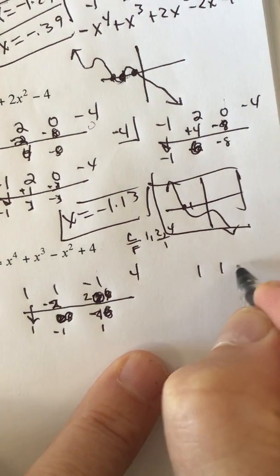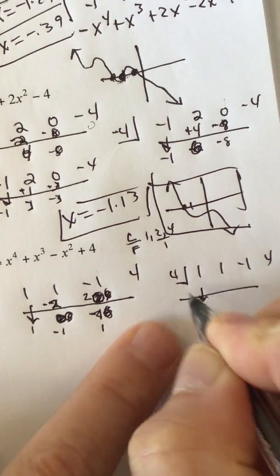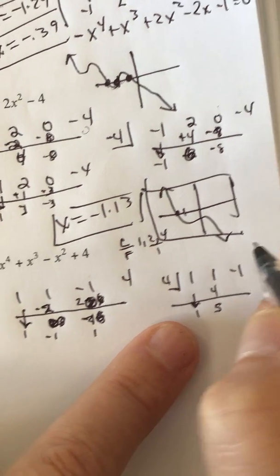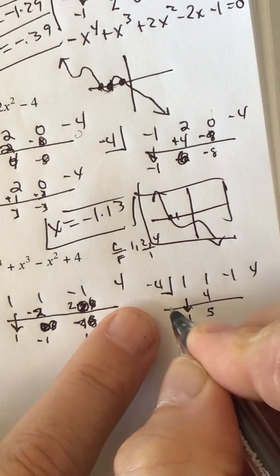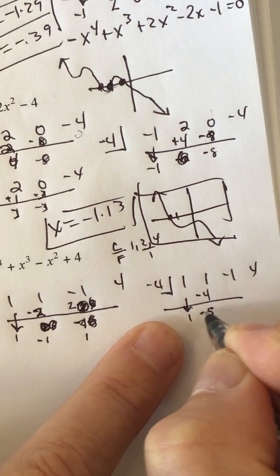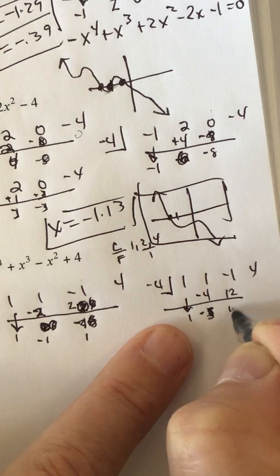Okay, 1, 1, -1, 4. Let's try 4. 1 times 4 is 4, adds to 5. Okay, that's getting to 20. That's way too big already. That's -1 times -4. That adds up to -3. -4 times -3 is 12. That adds up to 11.